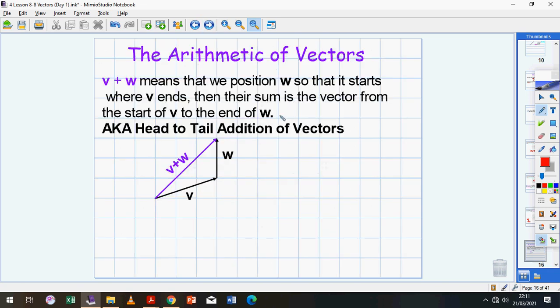When we're adding vectors, one thing I want you to remember always is the head to tail addition. I pick the head of one vector, I put it on the tail of another vector. I have three vectors here.